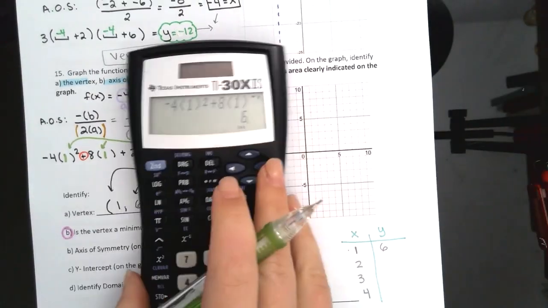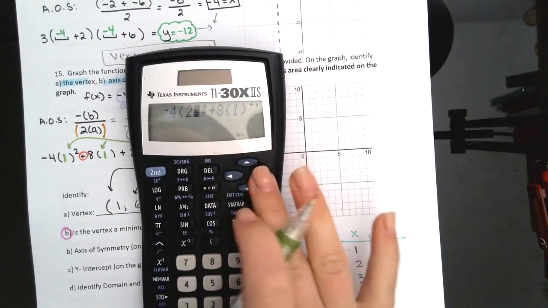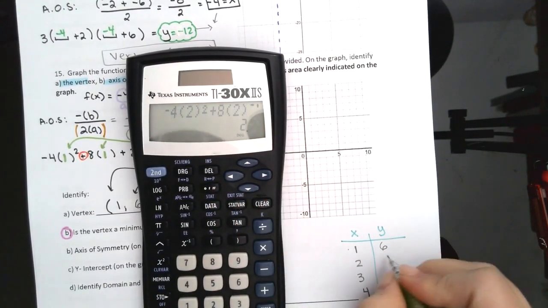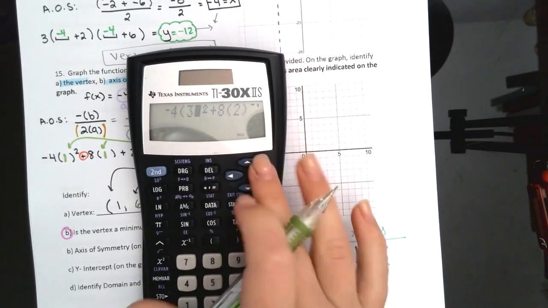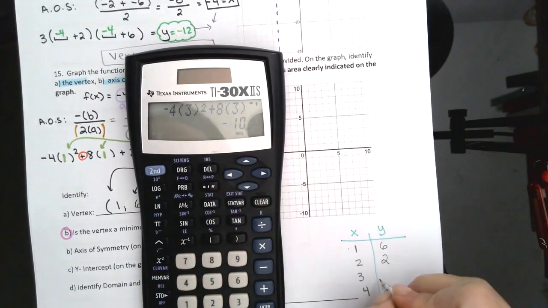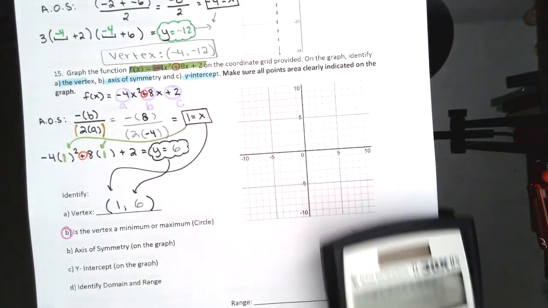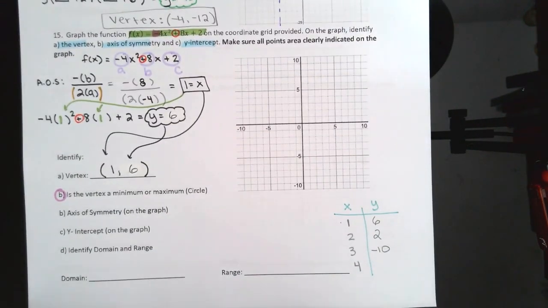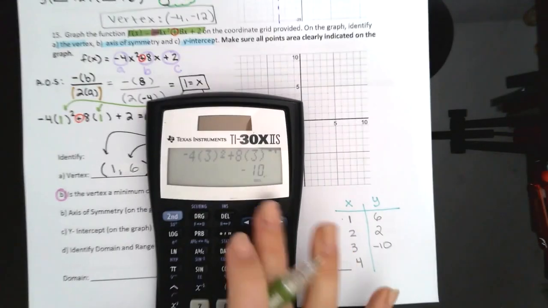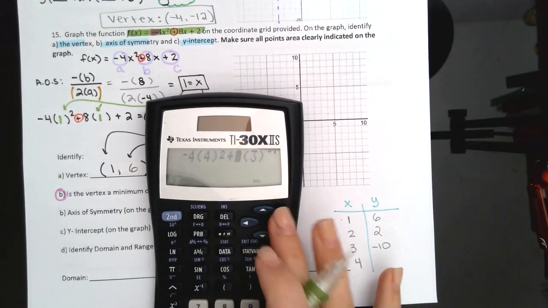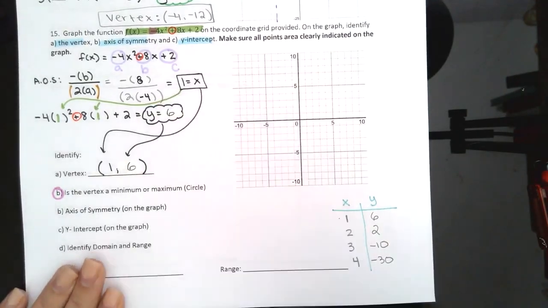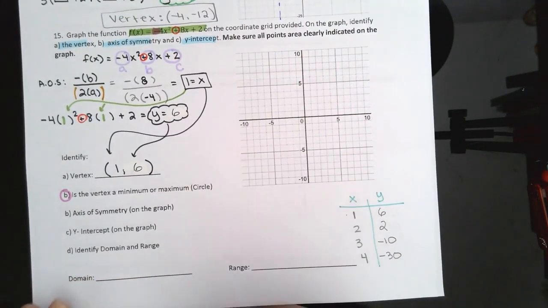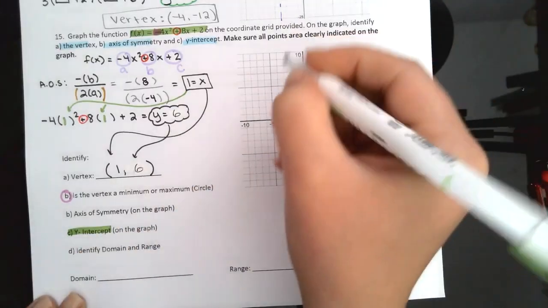So when I type in 2, better, much better. Better, better, better. Let's do 3. -10. Okay, so we can do our points like this. So if they're asking you for 5 points, use a table. Let's do 4 because it's bothering me. And I get -3.